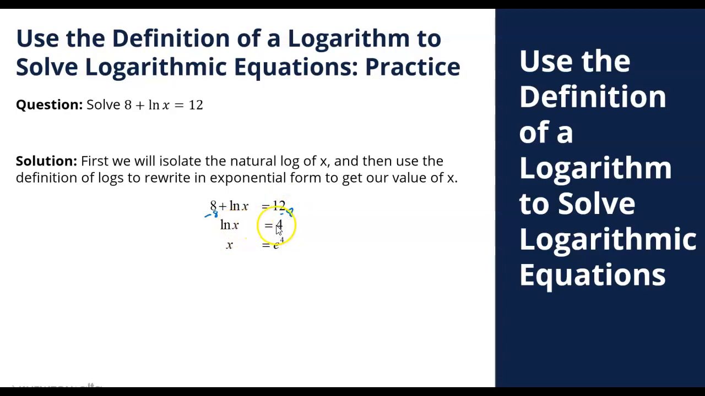Then from here, you use the definition of logarithm. Note that the natural logarithm ln is just the logarithm base e. So the base is e, the exponent is 4, and the number is x. x is equal to e to the 4th.